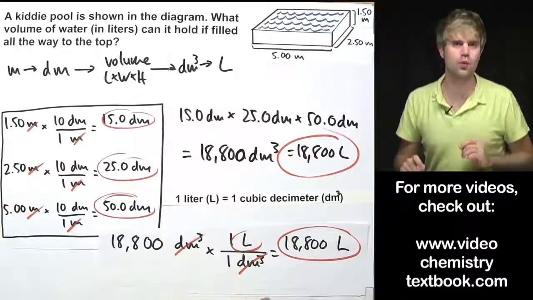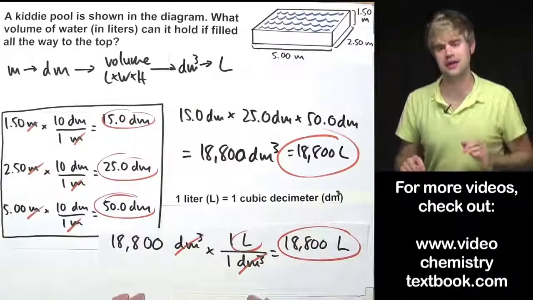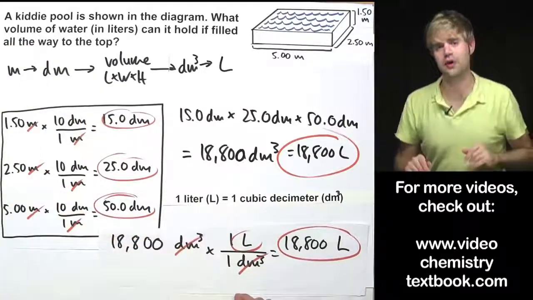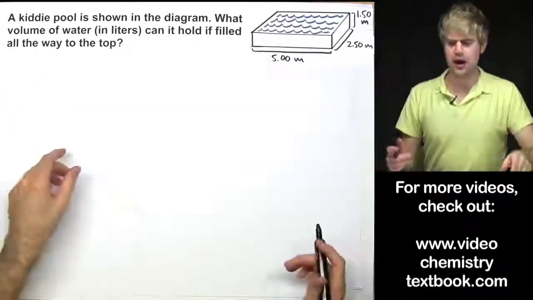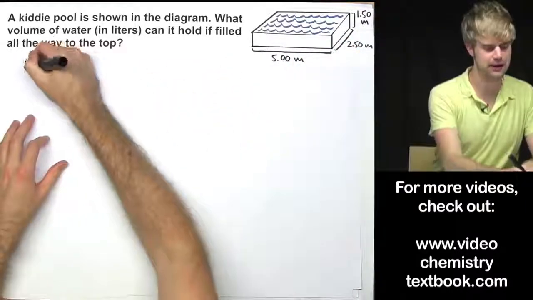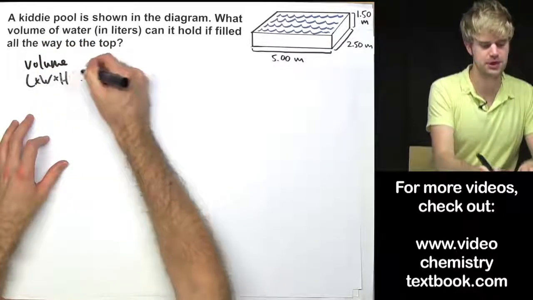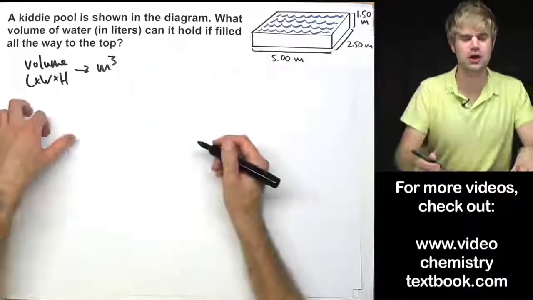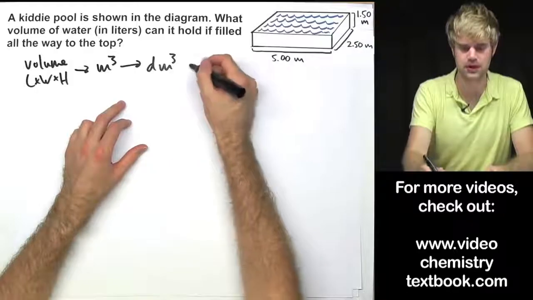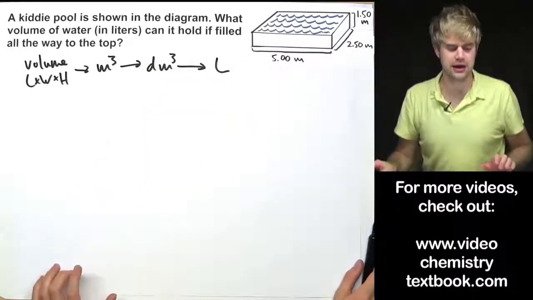Now there's one other way to solve this problem. It involves converting cubic meters into cubic decimeters. We do the steps in a slightly different order, so if you want to see that, I'll do it now. I'm going to start out with my lengths in meters and calculate the volume by doing length times width times height. That's going to give me units of cubic meters. I'm then going to have to convert the cubic meters into cubic decimeters, and finally, once I have cubic decimeters, I can easily convert into liters.